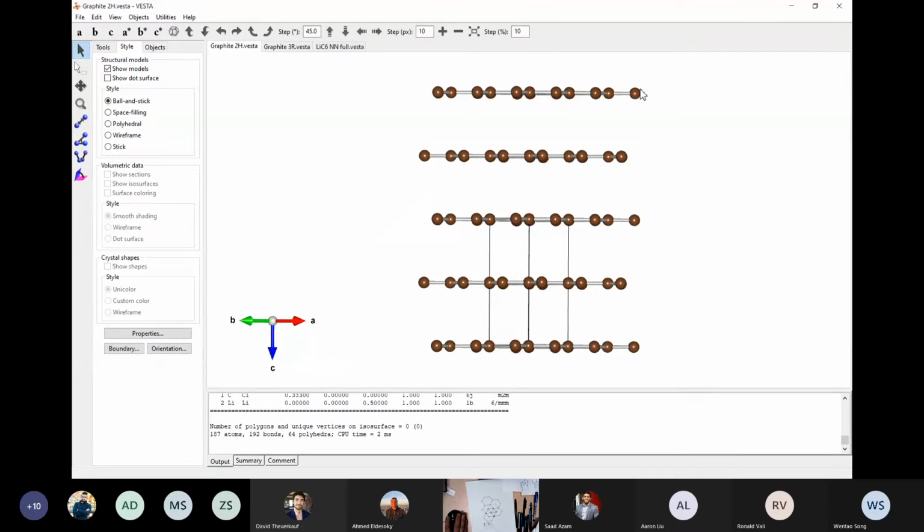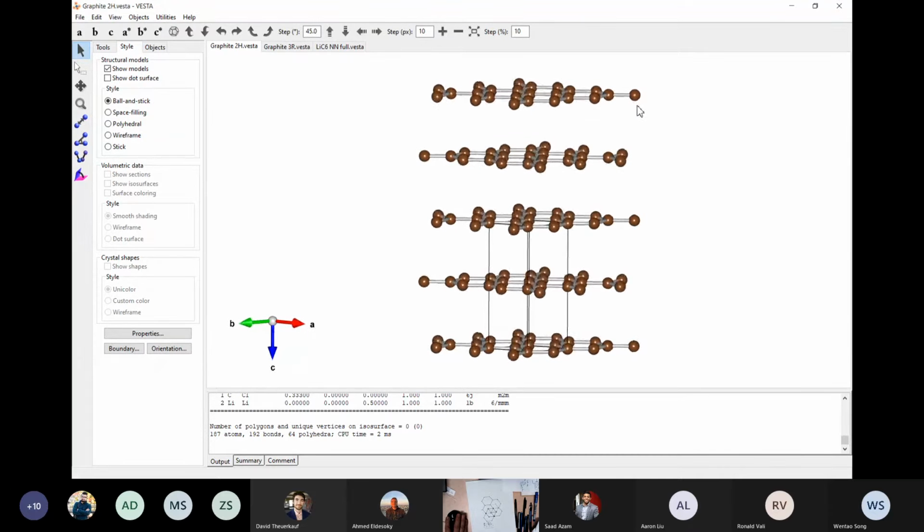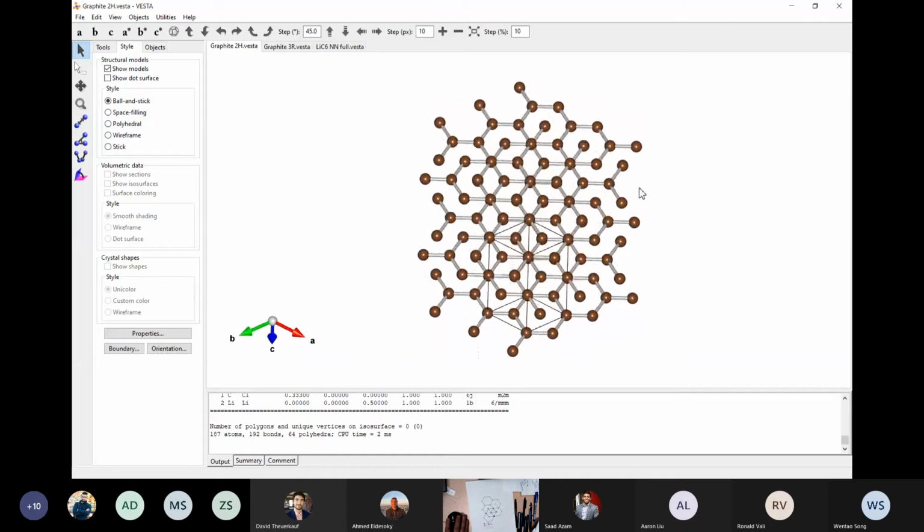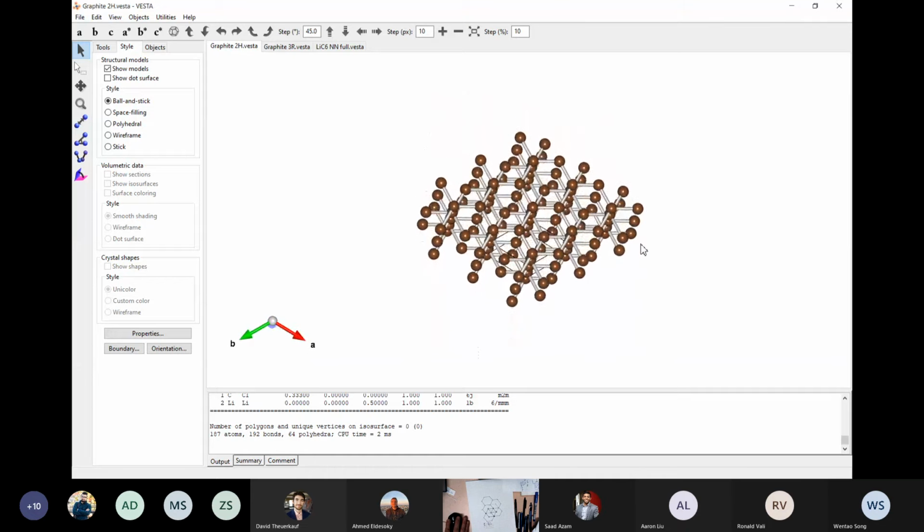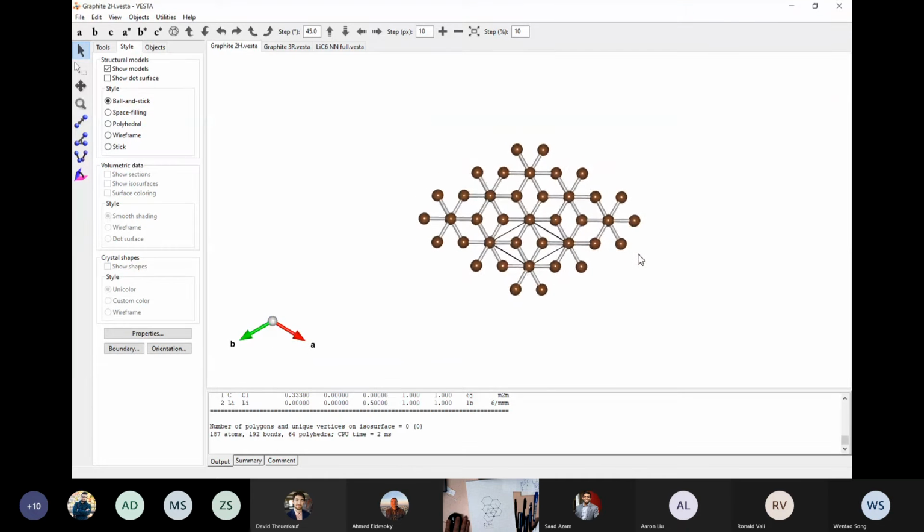Okay, so this is 2H graphite with the ABAB stacking. When you look down from the top, you don't see any empty honeycombs the whole way through, right?